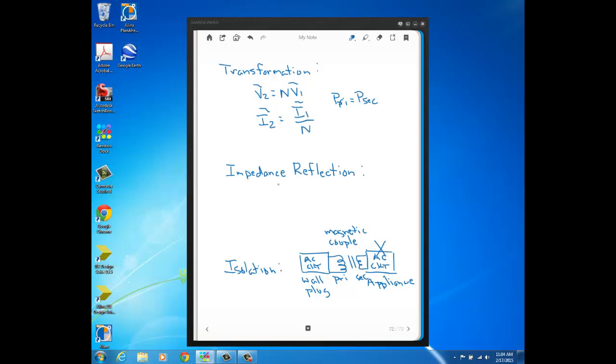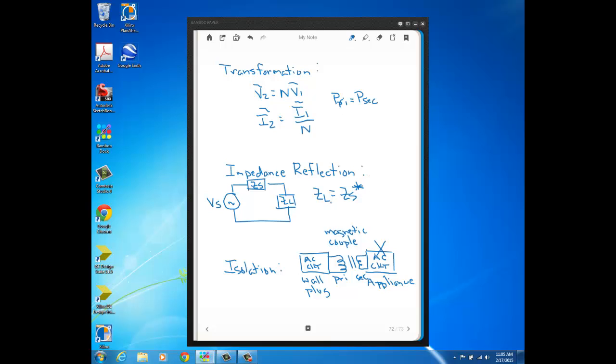And then impedance reflection, this is a use of a transformer where, if you have two impedances, we talked about in an earlier video that if you want maximum power transfer to an impedance load, say this is the S here, and this is the L. Well, we learned in a previous video that to get maximum power transfer, you want the load impedance to be the complex conjugate of this impedance here.